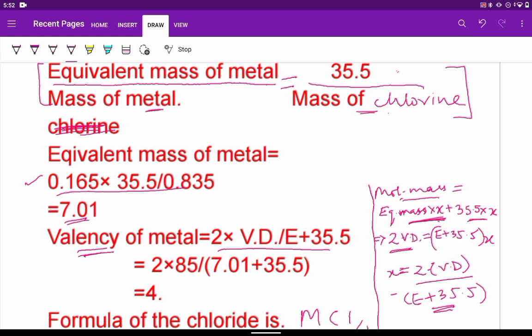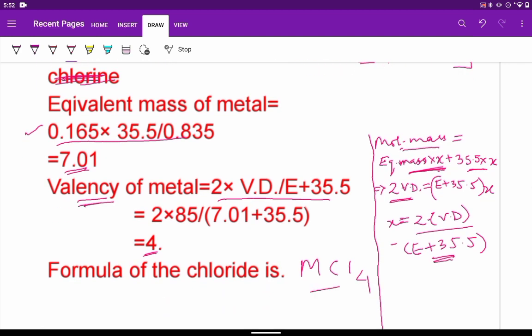So putting all the values, vapor density they have given in the equation as 85, we get valency of the metal as 4. We know chlorine valency is 1. So if valency of the metal is 4, the formula for the chloride will be MCl4. I hope students, all of you could understand this.